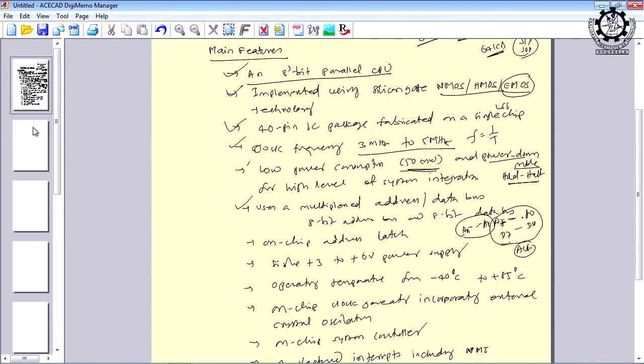Since we are using the same set of wires for the address and data bus, we have to use another signal, or you can say it is an overhead. We are taking the help of an extra signal which will control when to carry address and when to carry data, because we are using the same set of wires. Is it okay? So, then it also uses an on-chip address latch.